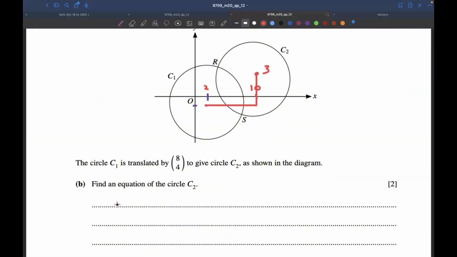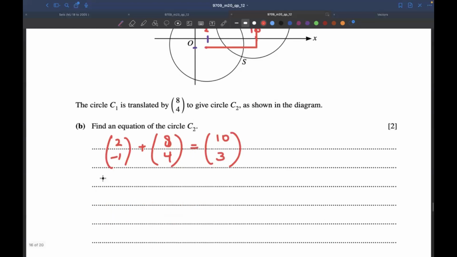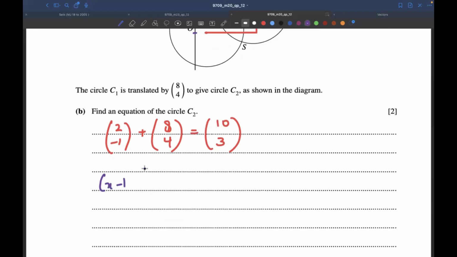So we can first write the coordinates of the center were 2 and -1, and we'll add 8 and 4 to it, which will make the center now 10 and positive 3. So the equation of circle C2 will be (x minus 10) squared plus (y minus 3) squared is equal to, the radius remains the same, so we'll write it equal to 41.